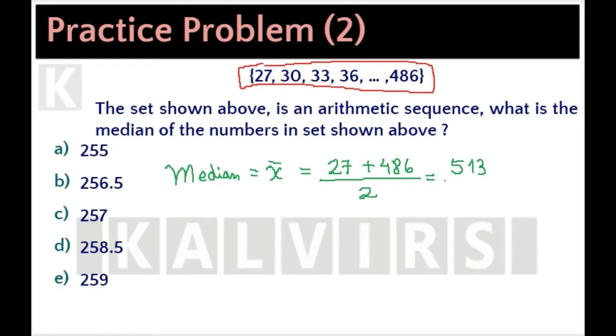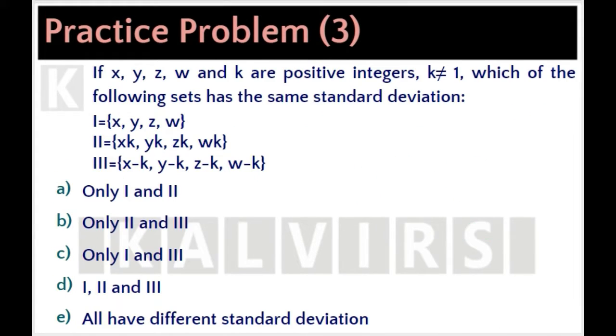So when we get 513 over 2, and this is 256.5. Choice B is correct. If x, y, z, w, and k are positive integers and k is not 1, which of the following sets have the same standard deviation?